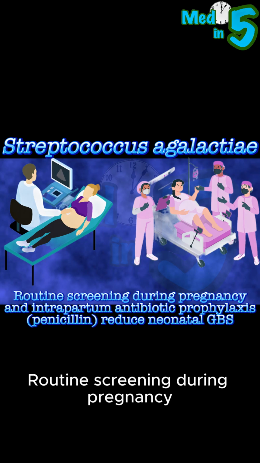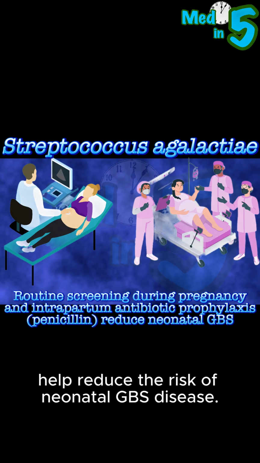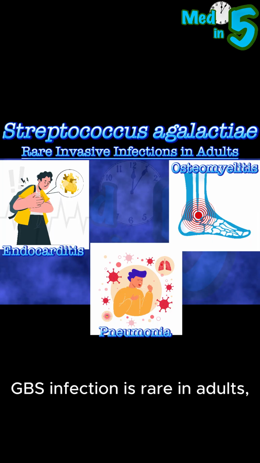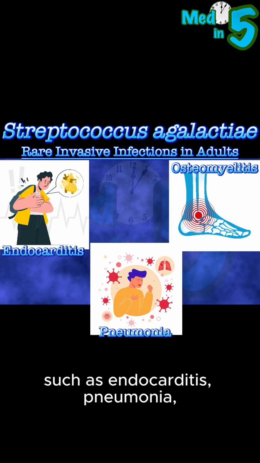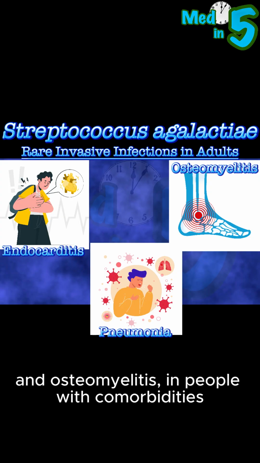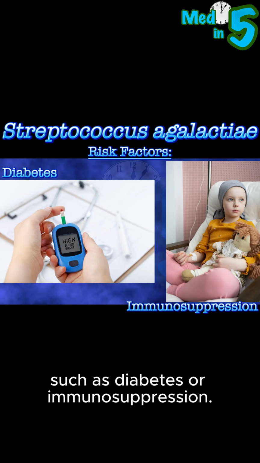Routine screening during pregnancy and intrapartum antibiotic prophylaxis with penicillin help reduce the risk of neonatal GBS disease. GBS infection is rare in adults, but it can cause invasive diseases, such as endocarditis, pneumonia, and osteomyelitis, in people with comorbidities such as diabetes or immunosuppression.